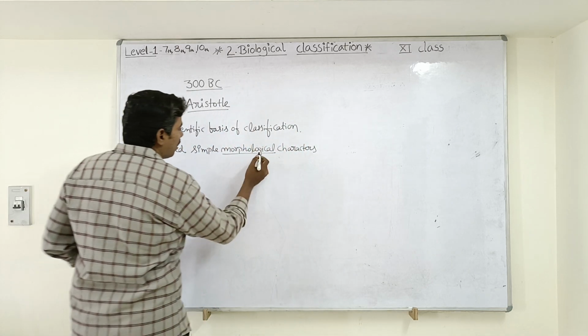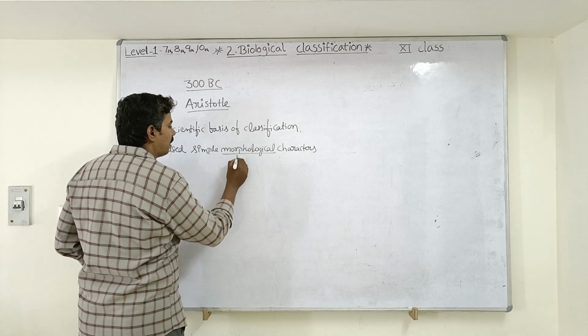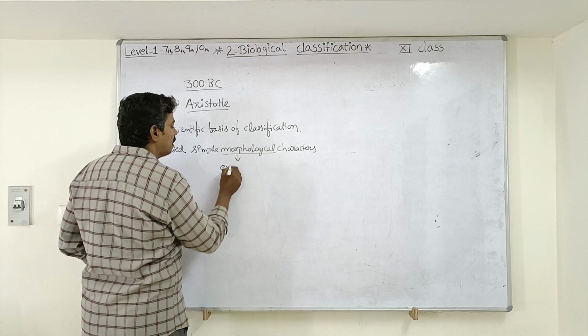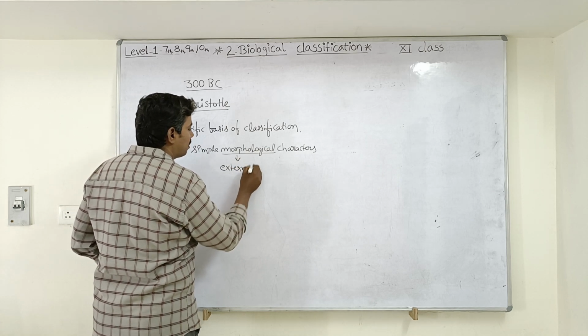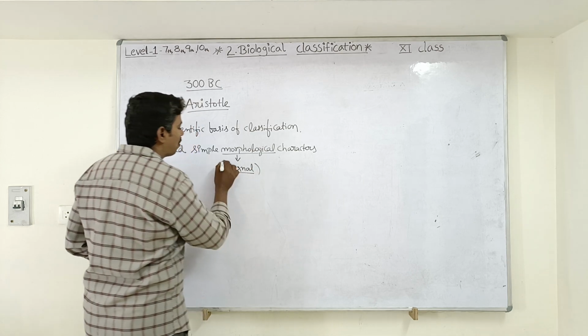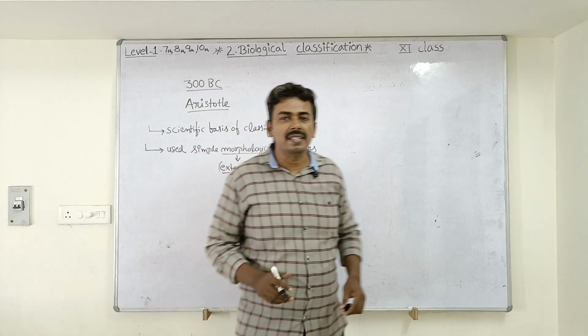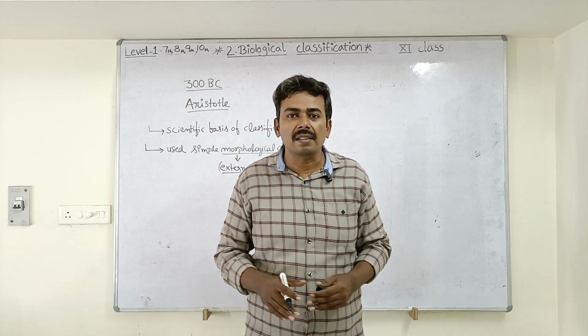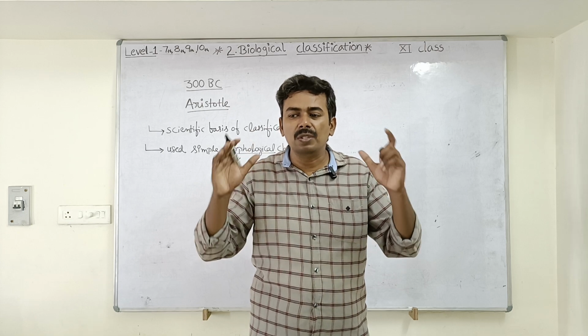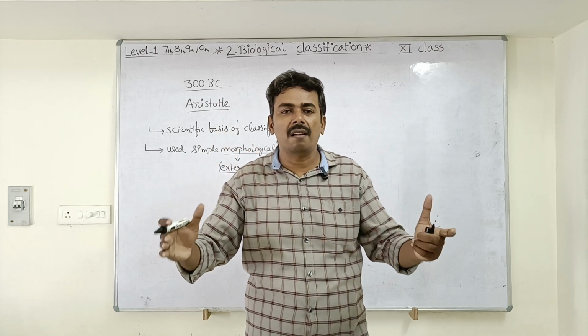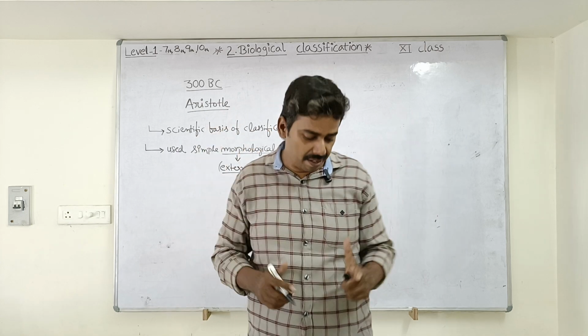What are morphological characters? Morphological means external. External characters are called as morphological characters, such as size, color. Okay, this type of characters which we can easily observe from outside, they are called as morphological characters.